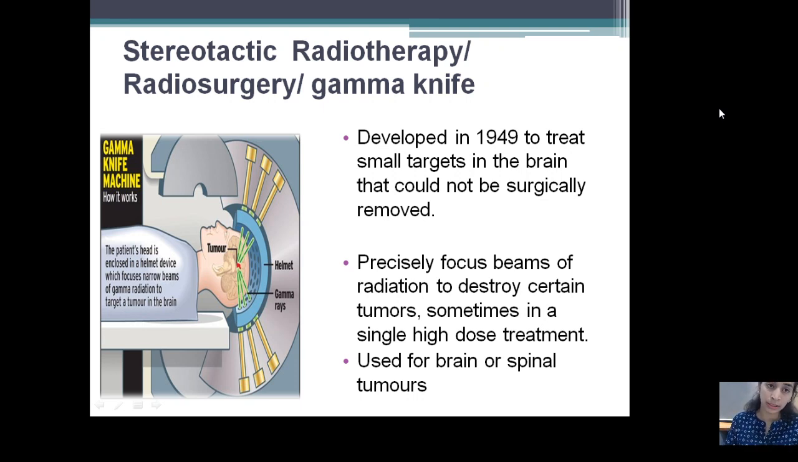Then we have another type of teletherapy, which is stereotactic radiotherapy, or we can also call it radiosurgery, and we call it gamma knife. It was developed in 1949 to treat small targets in the brain that could not be surgically removed. Precisely focused beams of radiation destroy certain tumors, sometimes in a single high dose treatment. Basically, to a very fixed tumor, we are giving a very high dose of treatment, particularly to that tumor itself. It is basically used for brain and spinal cord.